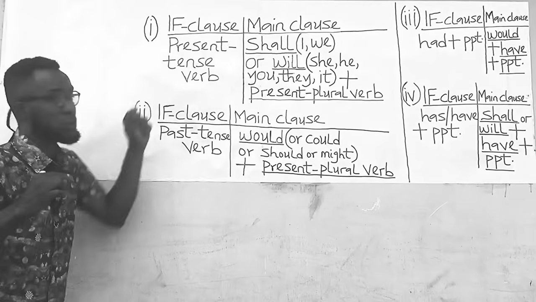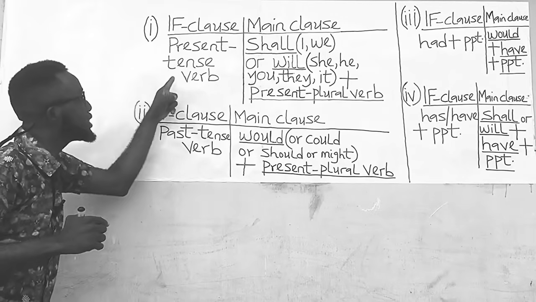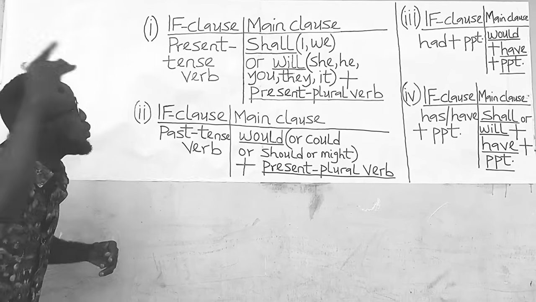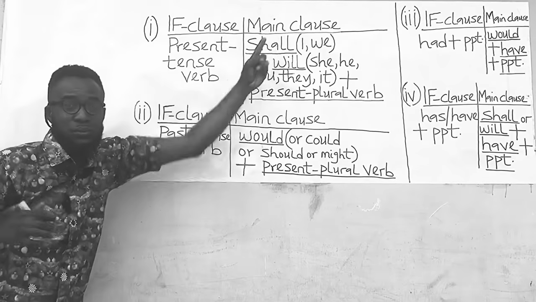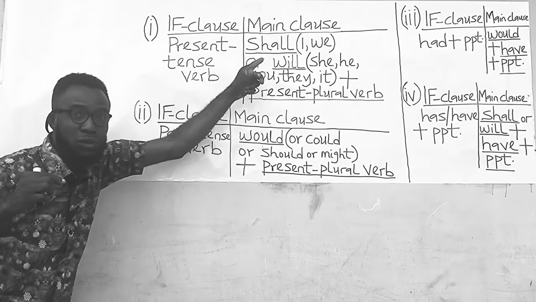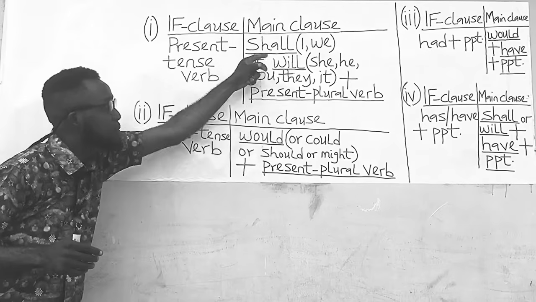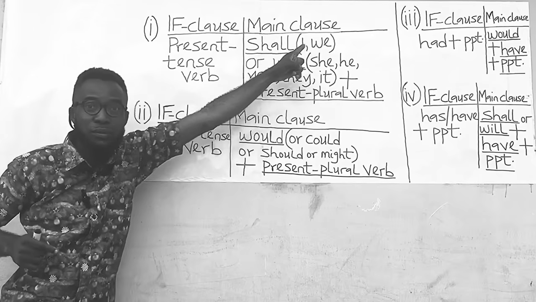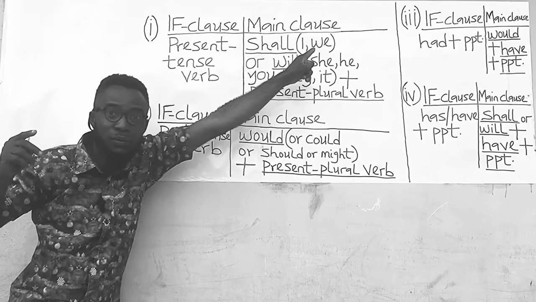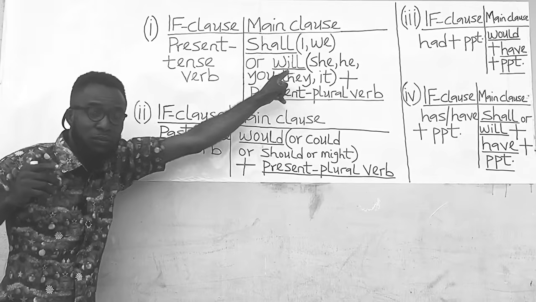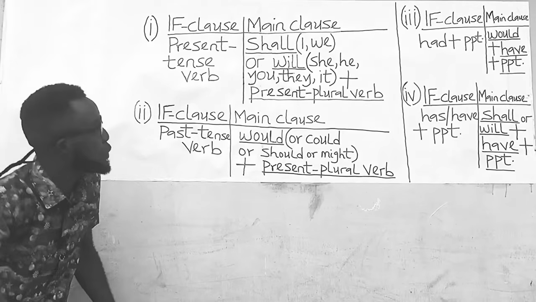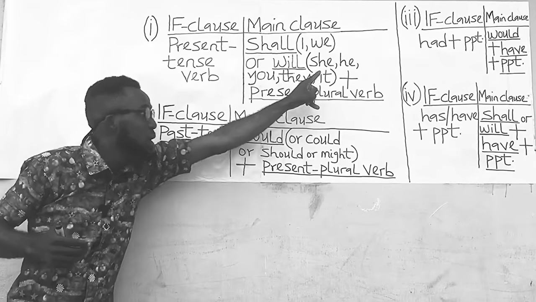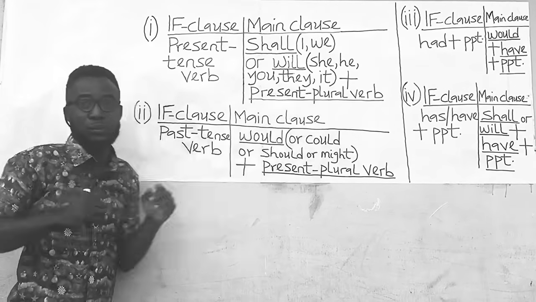When the if clause contains a present tense verb, a simple present tense verb, and they want you to complete the main clause, then the gap in the main clause should be filled with shall if the main clause begins with I or WE, the pronoun I or the pronoun WE, or will if the main clause begins with the pronoun she, he, you, they, or it, plus a present plural verb.